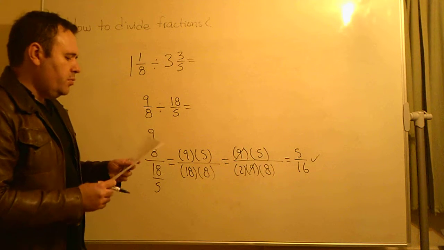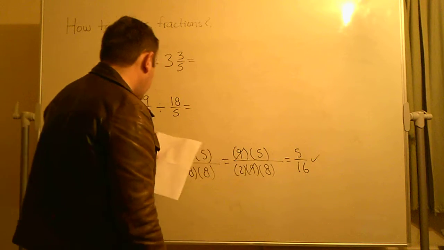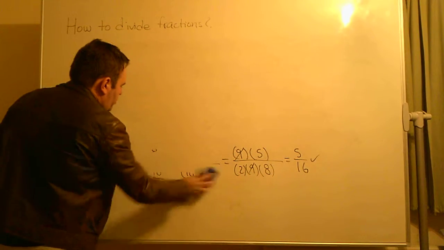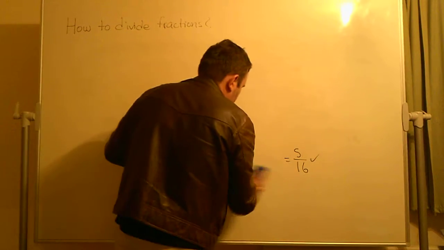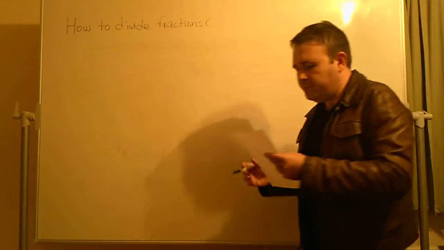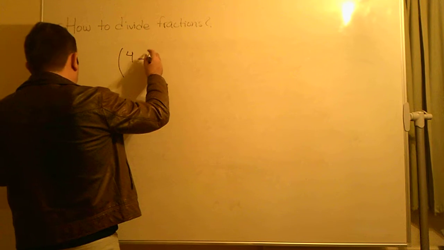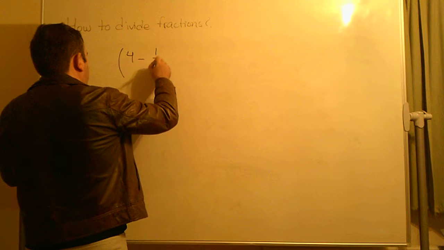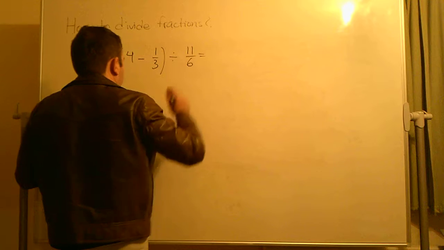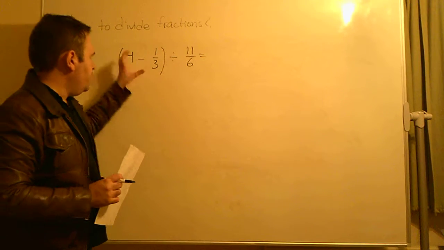And now I would just like to show you one last example. What happens when we have an expression like this? 4 minus 1/3 divided by 11/6. Well, this is two fractions, first fraction and the second fraction.